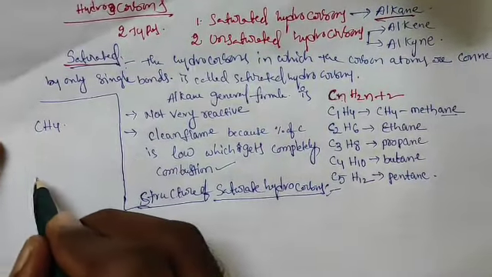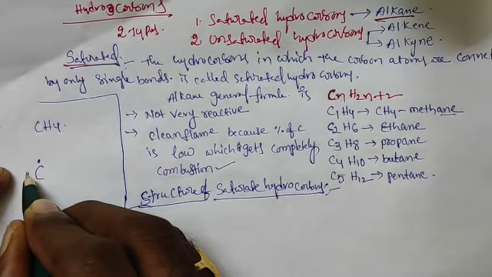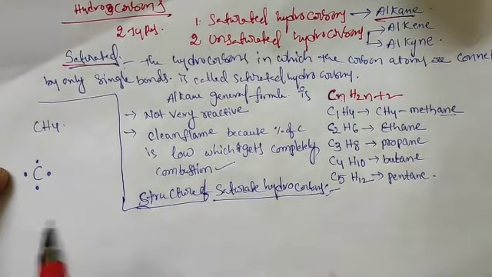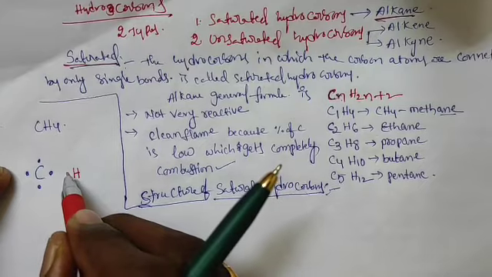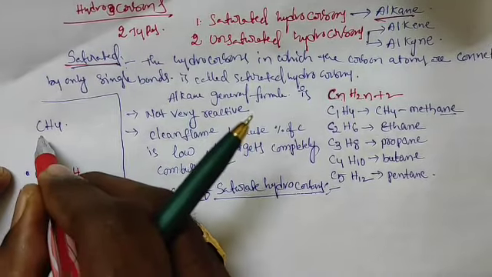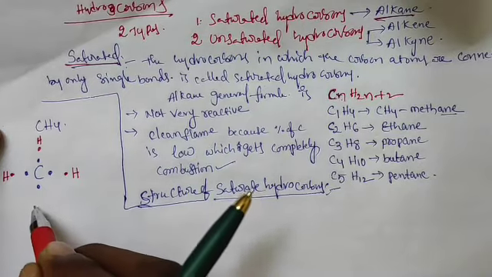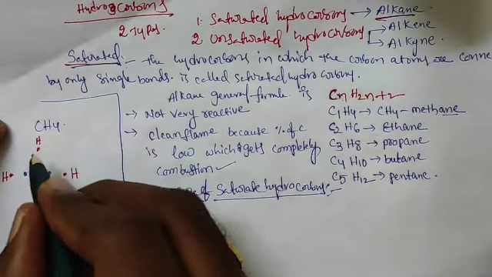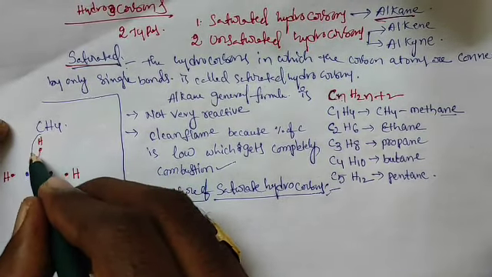CH4 structure. Carbon has 4 valence electrons, which I want to represent like this. Next, hydrogen is also there. CH4 means 4 hydrogens, and that electron I want to represent in red color. So the 4 hydrogens' 4 electrons will be shared covalently. Sharing of electrons forms a covalent bond.